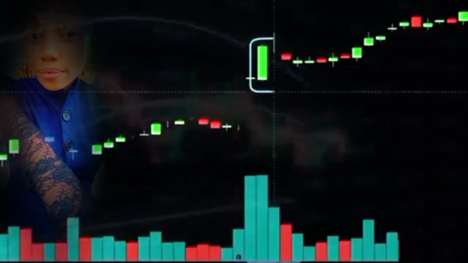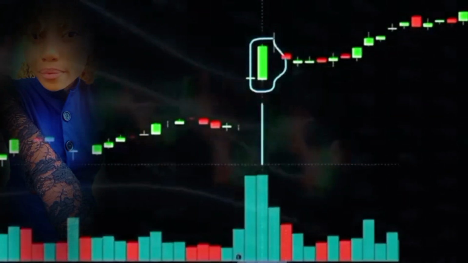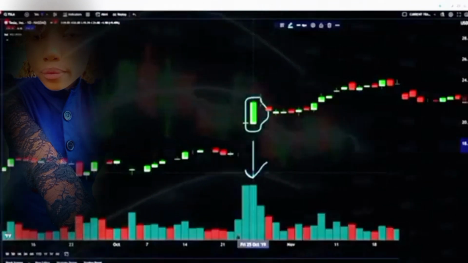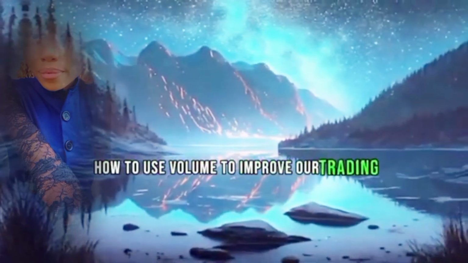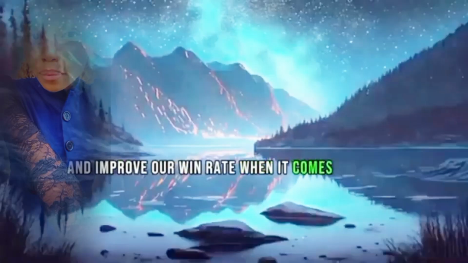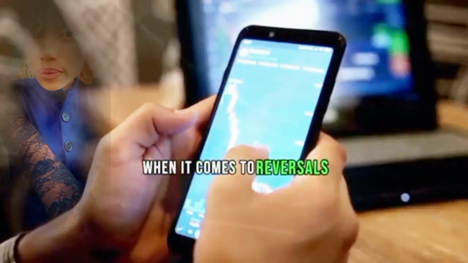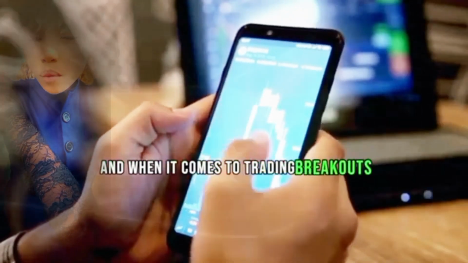So for example, when we have a green candle supported by lots of volume, this is very bullish because not only is the price going up, but the price is going up while at the same time being supported by lots of buyers. Let's take a look at how to use volume to improve our trading and improve our win rate when it comes to trends, when it comes to reversals, and when it comes to trading breakouts.